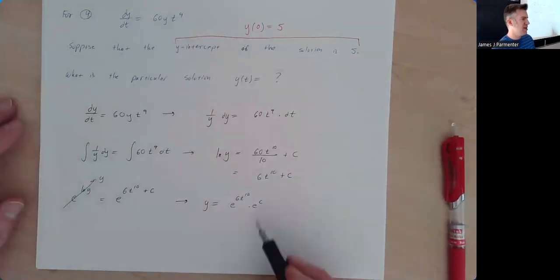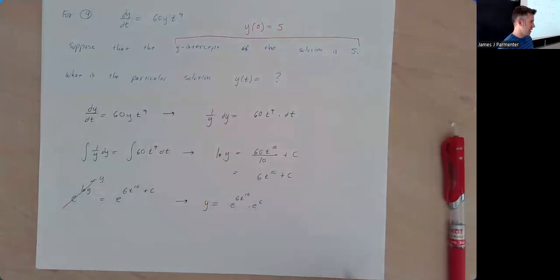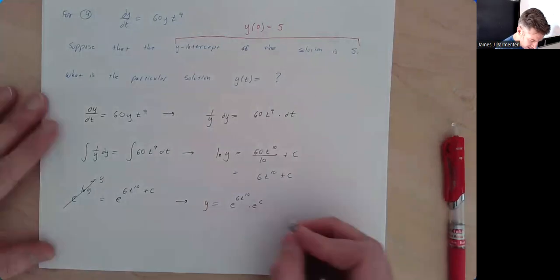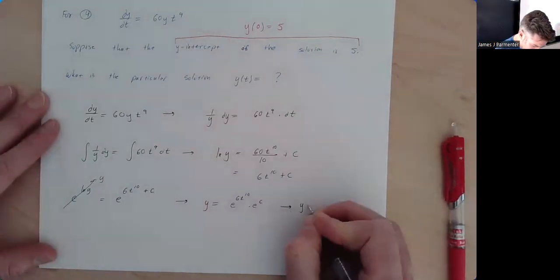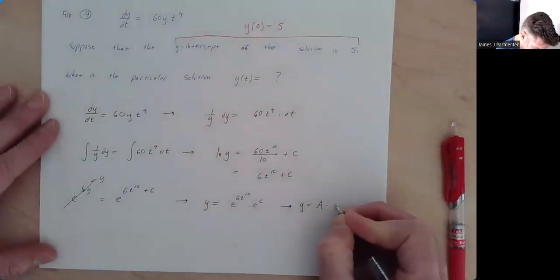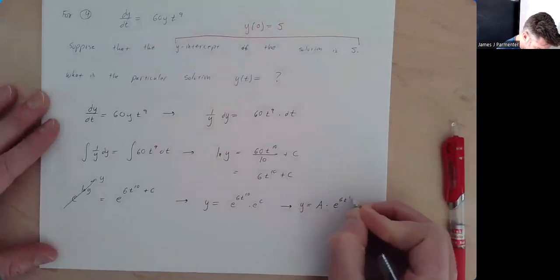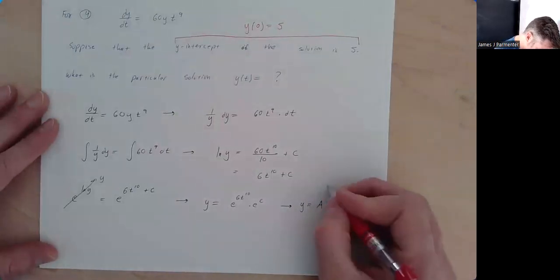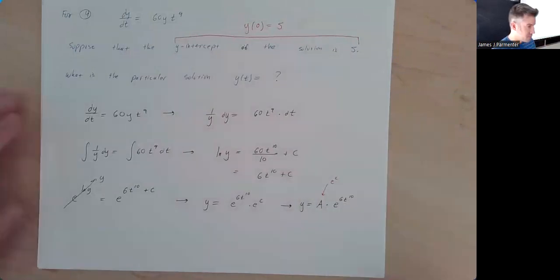And then we're going to call it, what's he calling it in class when he does this? Is he calling it a? Okay, that's a very typical choice. It's my preferred choice. So we're going to write this as y equal to a times e to the 6t to the 10th, where that a is your e to the c.